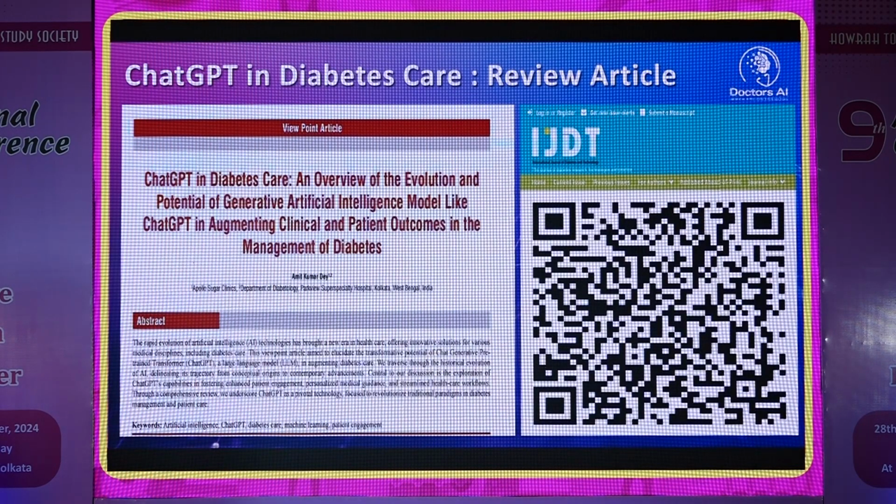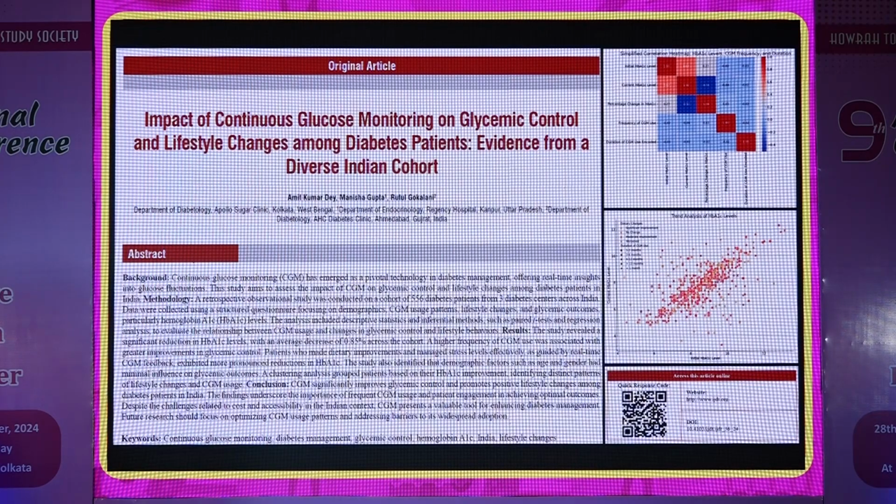So if you're interested to see how ChatGPT can actually really impact diabetes care, this is a free-to-access paper we published last year in 2023 that looks at the whole spectrum of what I just spoke about, the use of GPT in diabetes care, and you can read this paper by scanning the QR code. This is a paper that is still in press. It will be published next week.